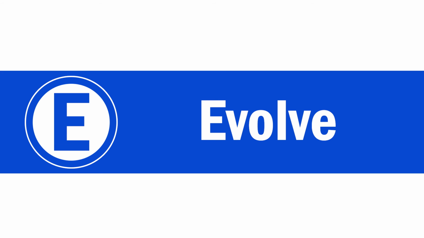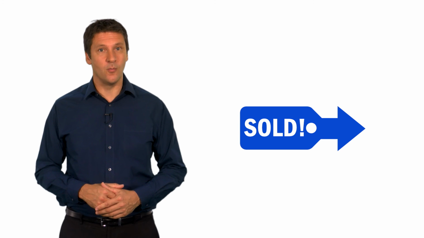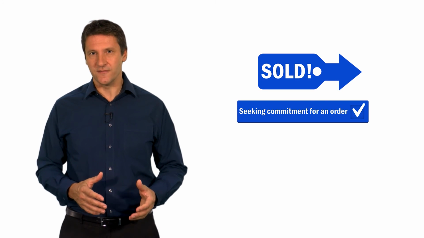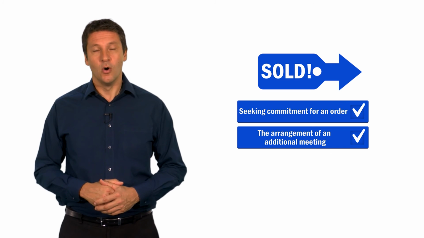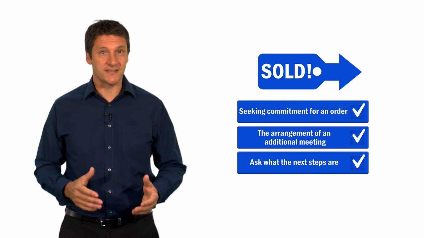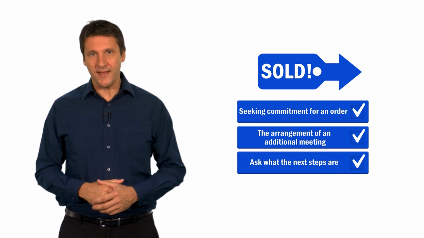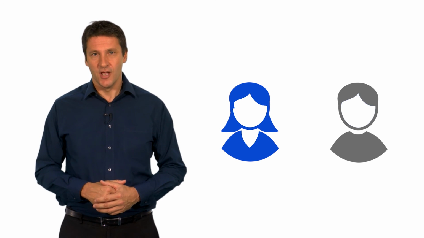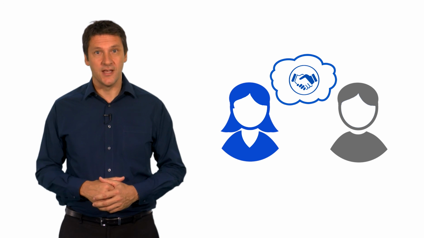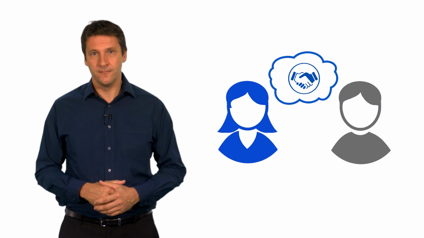And finally, the E stands for evolve. At the end of each interaction, you need to move the sale forward in some way. Now, that could be seeking commitment for an order, the arrangement of an additional meeting to discuss your proposal, or to ask the customer what the next steps are. Either way, you need to progress the sale. Both parties need to leave the interaction knowing exactly what has happened and what needs to happen next. Your goal at this stage is to gain the customer's commitment to an action.